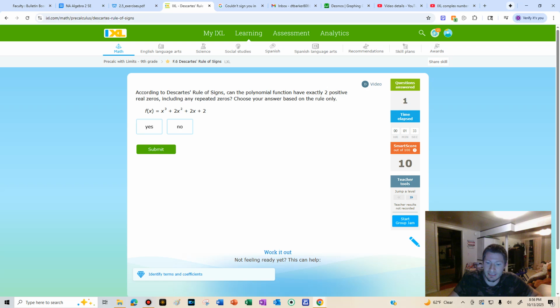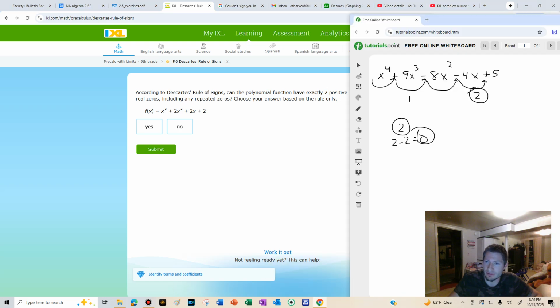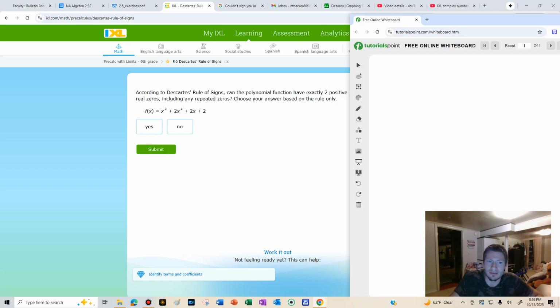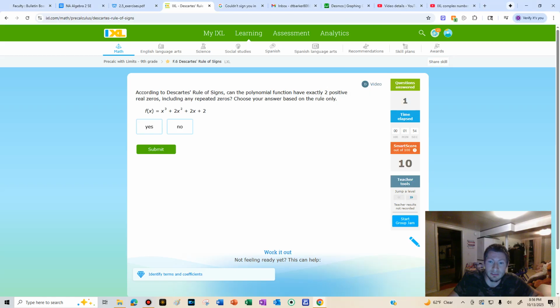Here's another 2 positive. When it says 2 positive reals, all you do is take the polynomial as it is and count the sign changes. This time I'm just going to write the signs: positive x cubed, positive 2x squared, positive 2x, and positive 2. Are there any sign changes? No. So that tells me 0 sign changes means there's 0 positive real zeros. So could there be 2? No, because there are not 2 sign changes.